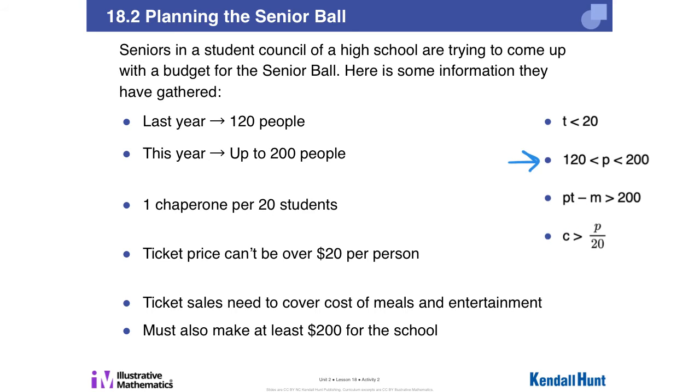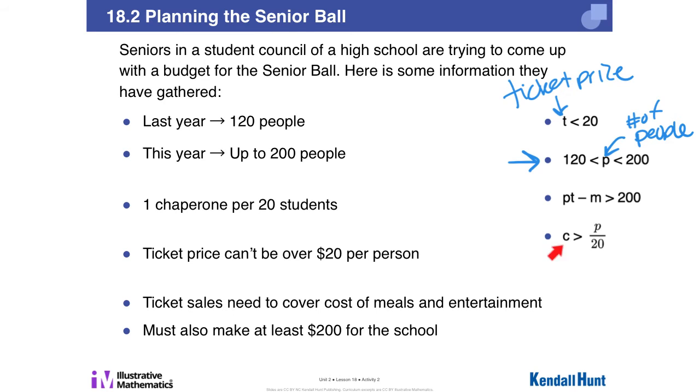This inequality right here is telling us that P has to be greater than 120 but less than 200. And so what I'm looking at that referring to here is that P is representing the number of people that are going to be there. The next one I'm looking at is this one right here. T has to be less than 20. Well, over here, the thing that had to be less than 20 was the ticket price because it can't be over 20, it said. So T is representing our ticket price.